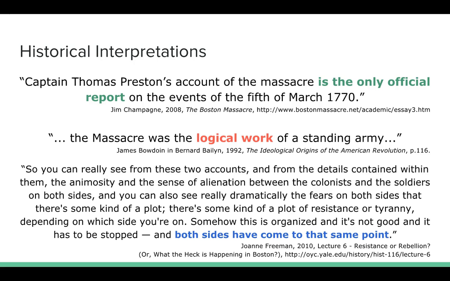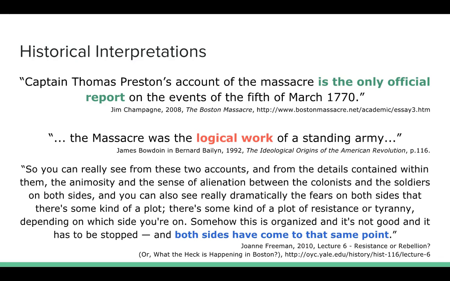So those are our two accounts. We've got Gage, Preston, and Adams, all with differing accounts. However, Preston really cements or synthesizes both Gage and Adams's accounts and helps us understand what happens in the Boston Massacre. These are our historical interpretations.